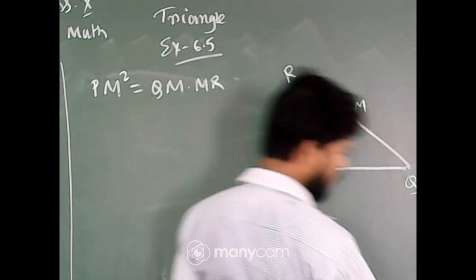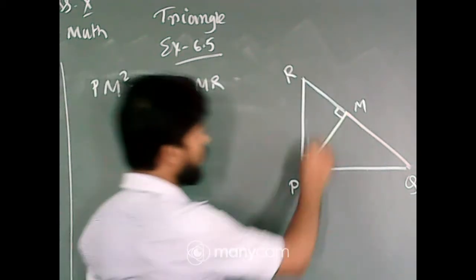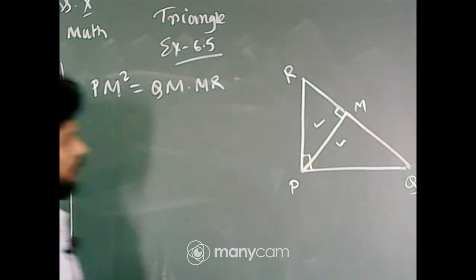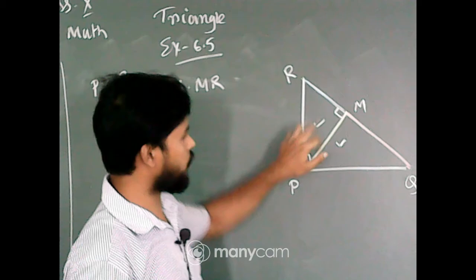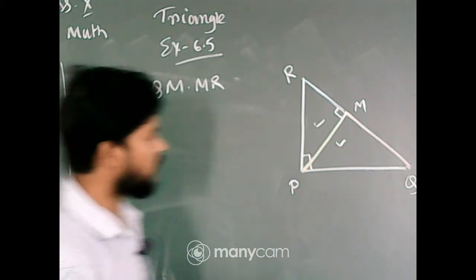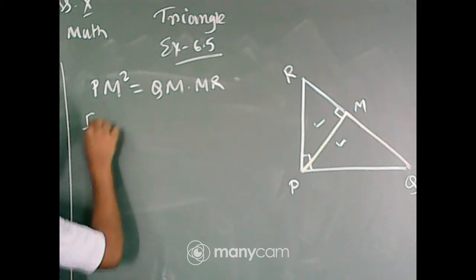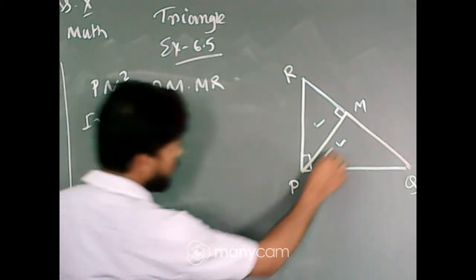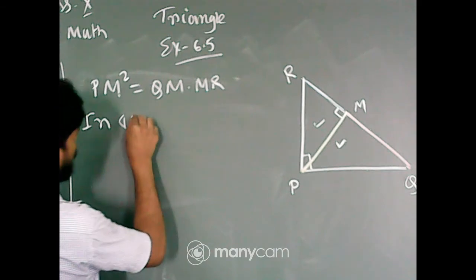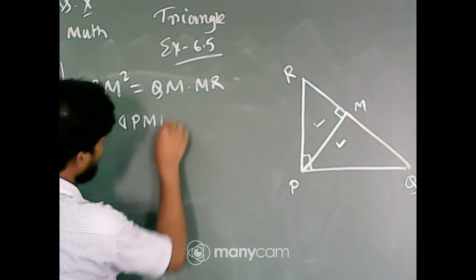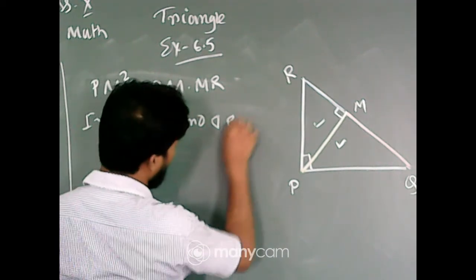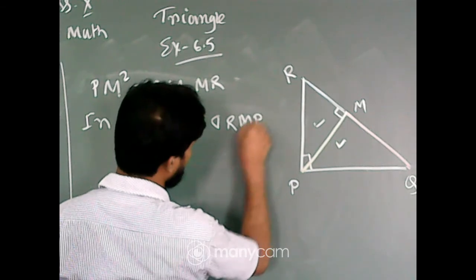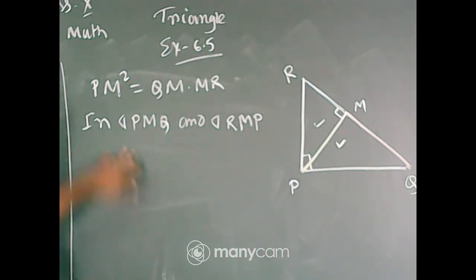this. Now from the diagram you can see that we have to consider these two triangles, and we will have to prove that these two triangles are similar to each other. So first consider these two triangles and prove that they are similar. So in triangle PMQ, this is the first, and the triangle RMP. We are considering these two triangles and we will prove that they are similar to each other.